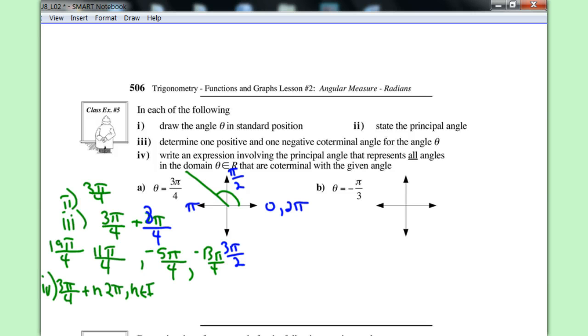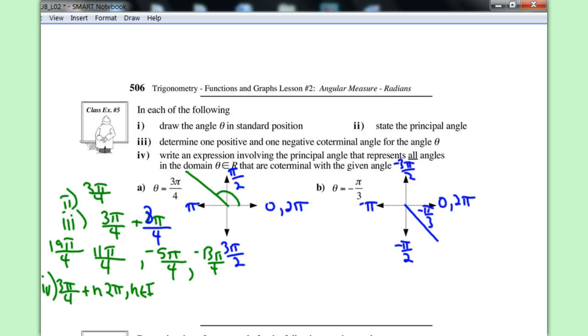All right. And I do that with minus pi over 3. Well, minus pi over 3 would be in quadrant 4. There's minus pi over 3. Why do I know that? Because this is 0. This would also be 2 pi. And if you go the other direction, this would be minus pi over 2, and this would be minus pi. This would be minus 3 pi over 2 if you went the other way. So clearly minus pi over 3 is there.